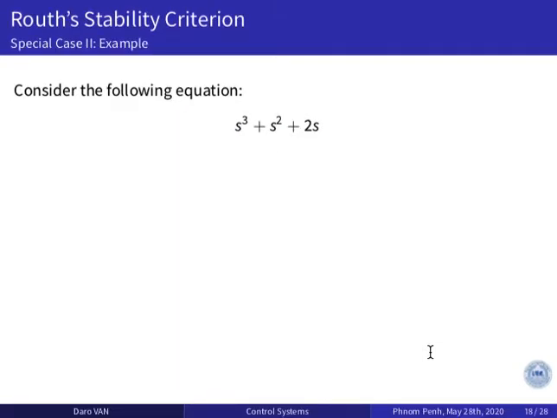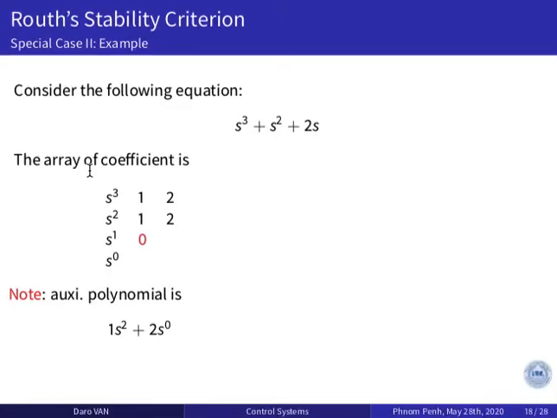Let's consider the following very simple equation. This is the polynomial of the denominator of the closed loop transfer function. If you form the array of the coefficients, you will obtain this table here, and you will end up having 0 here. So the auxiliary polynomial is this upper one, with the coefficients 1 for s squared, plus 2 for s0.